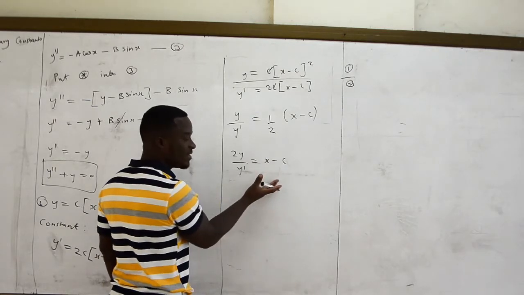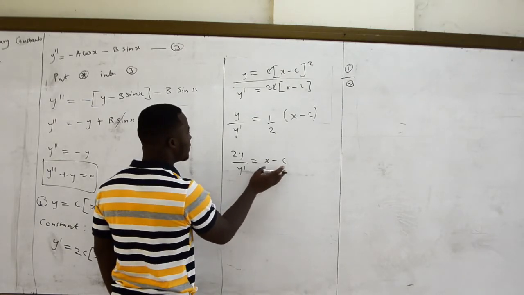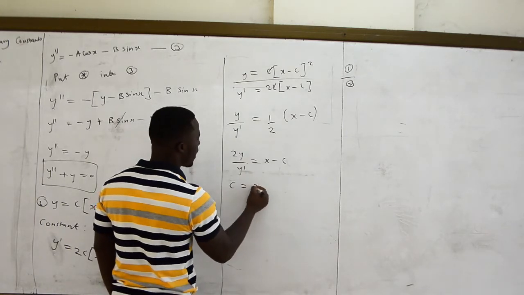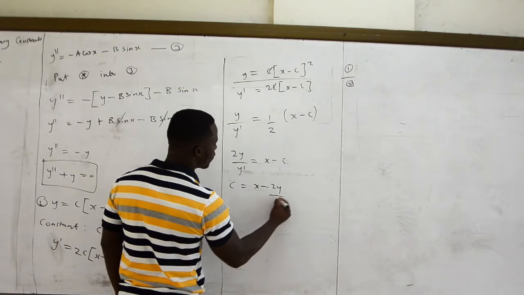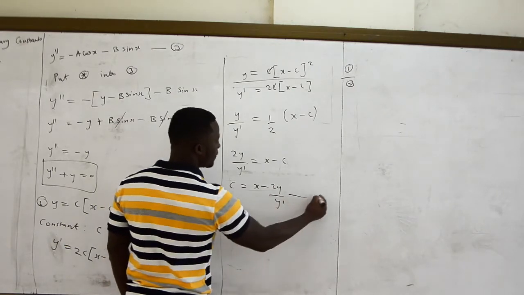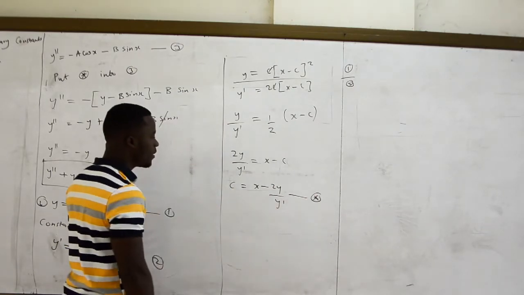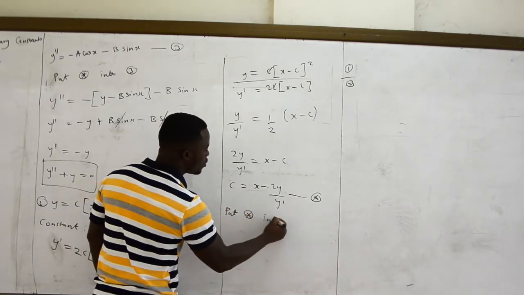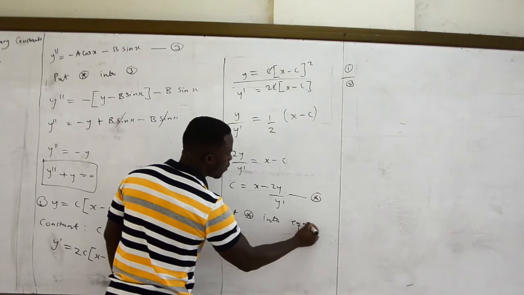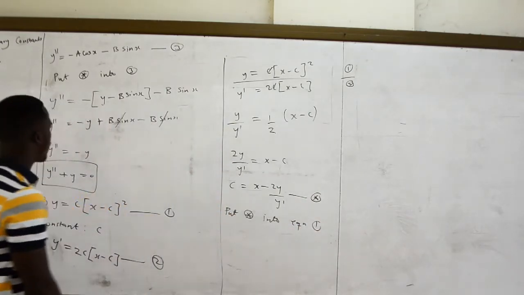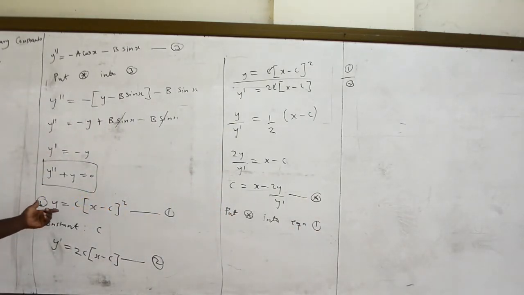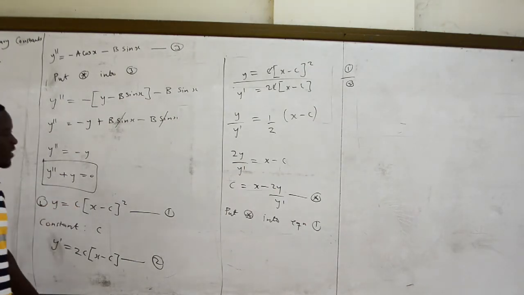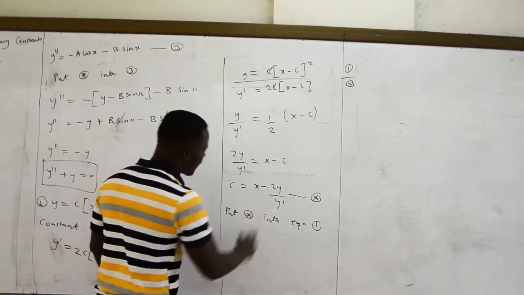Can we make the c the target here? I have to send this one to here, and move this one. So I'll have c equal to x minus 2y over y prime. Name this one star. Now we'll put star into equation 1, meaning we'll go to equation 1, that's the original question. Whenever we see c, we'll replace it by x minus 2y over y prime.